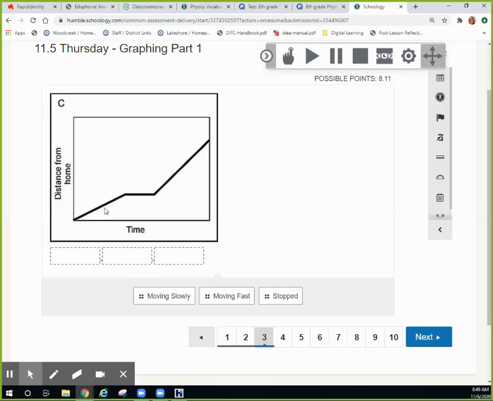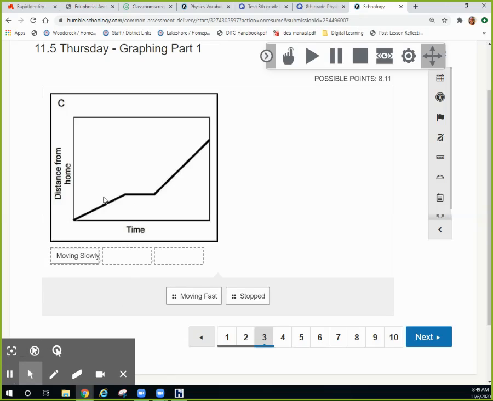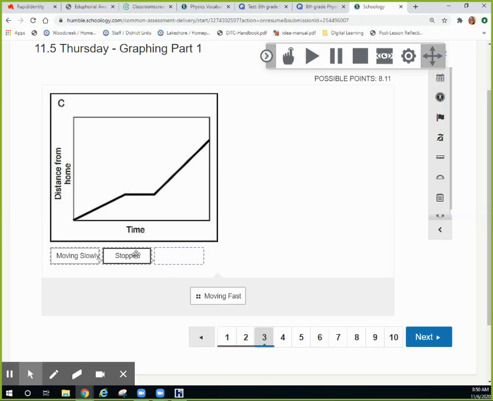We said this line is moving slowly because it's less steep. This line is indicating that there is no change in distance over time. So if there's no change in distance, is the object moving? No. When you have a horizontal line, it means the object is at rest or stationary. There is no movement, so he is stopped. This line is very steep compared to the first line, so that indicates that he's moving fast.